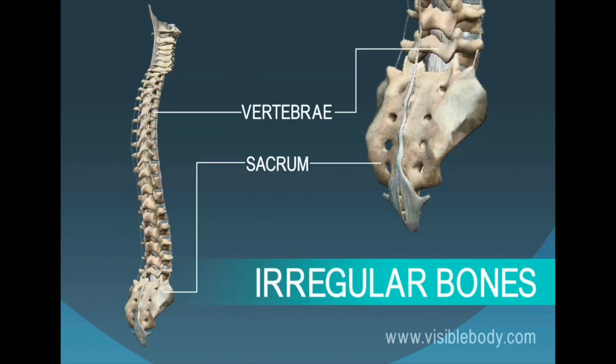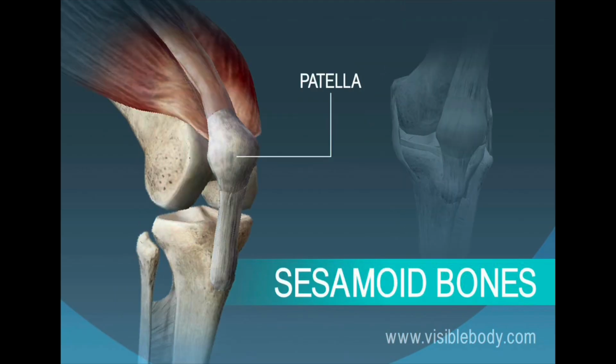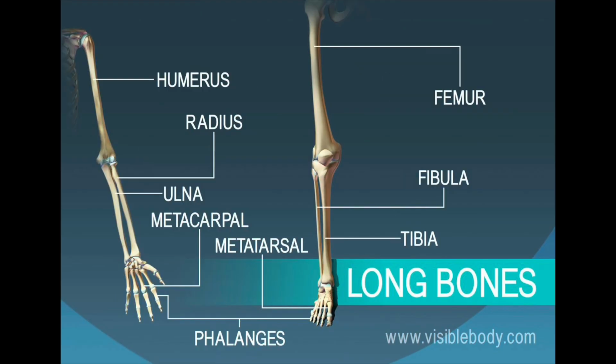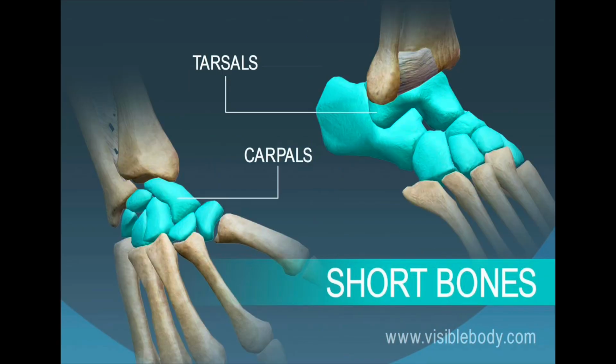Some examples of the irregular bone are the vertebrae. Some examples of the sesamoid bone is the patella, also known as the kneecap. Some examples of the long bone are the humerus and femur. And lastly, some examples of the short bone are the carpals and tarsals.